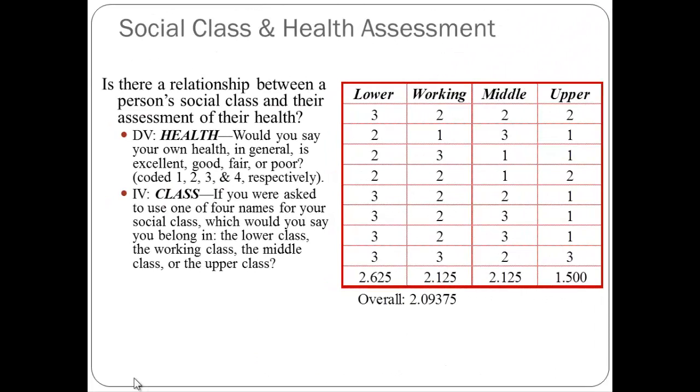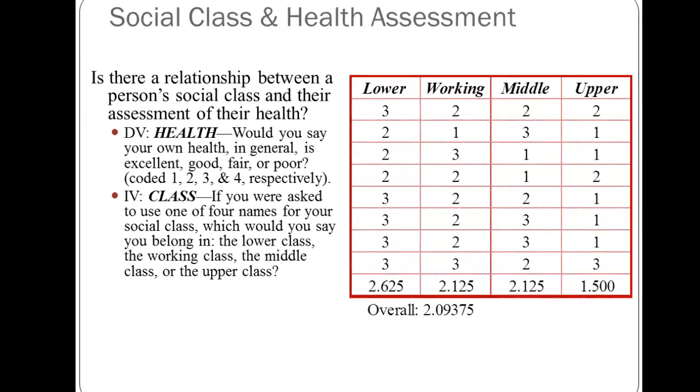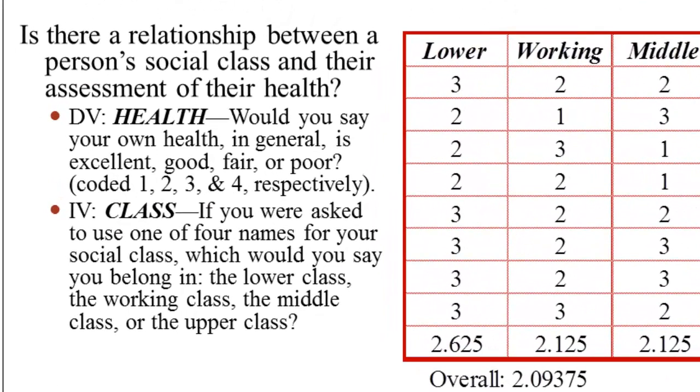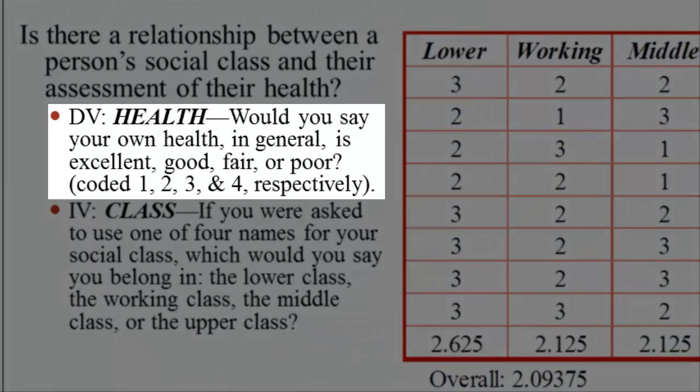In the General Social Survey, we're going to look at two different variables that they used there. The first one, our dependent variable, has the mnemonic health. The second one, our independent variable, has the mnemonic class. Health is not exactly a continuous variable, but we're going to treat it that way. People were asked, would you say your own health in general is excellent, good, fair, or poor? And were respectively assigned the values of 1, 2, 3, and 4. We're going to take this variable and calculate an average subjective health score.